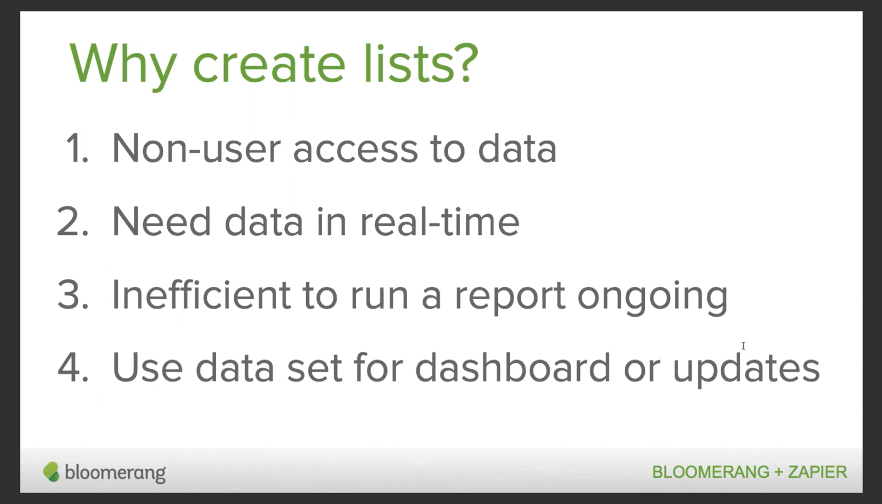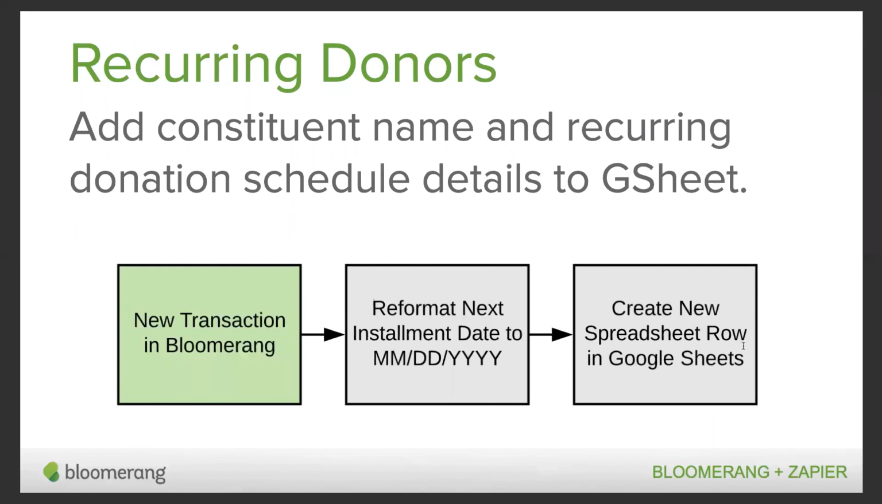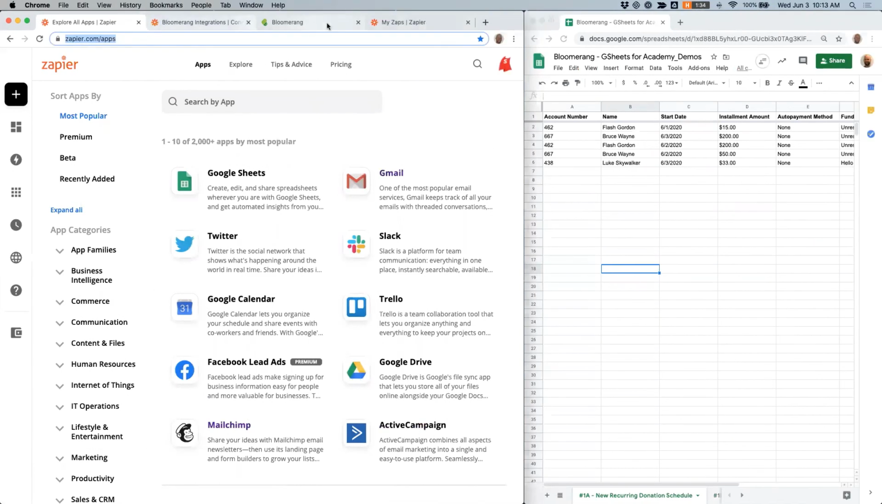So let's look at two examples of real-time lists. The first one that we're going to take a look at generates a list of new recurring donation schedules when they're created in Bloomerang. So for each new donation schedule that you create in Bloomerang, we're going to write the constituent's name and the schedule details to the Google spreadsheet. So this might be useful if you want a list of your recurring donors, or you want to know which schedules are active. So let's actually dive into Zapier and Google Sheets and take a look at how this is done.